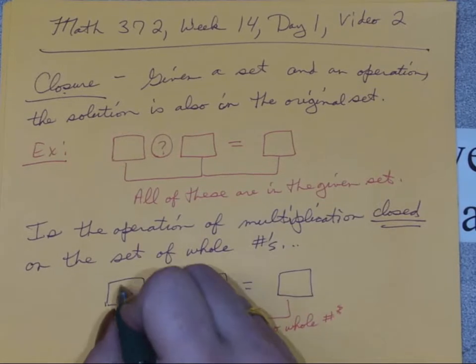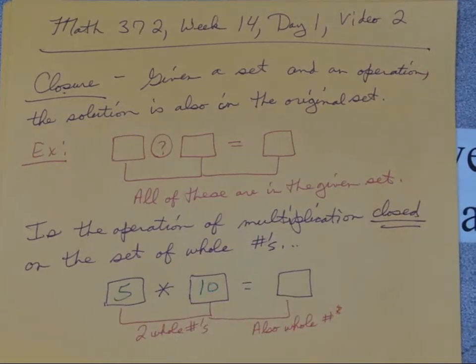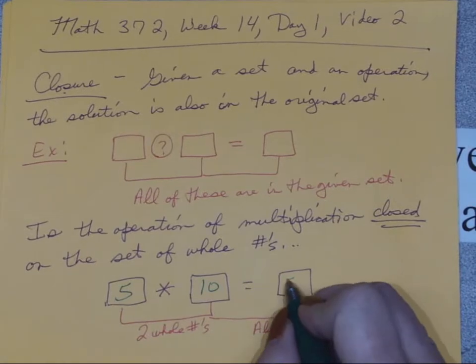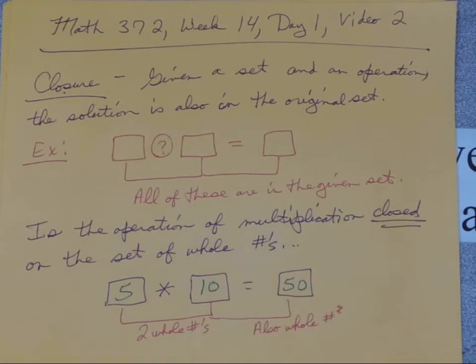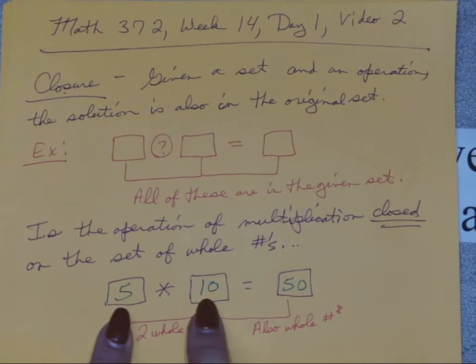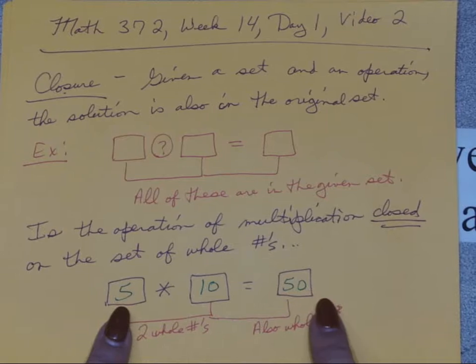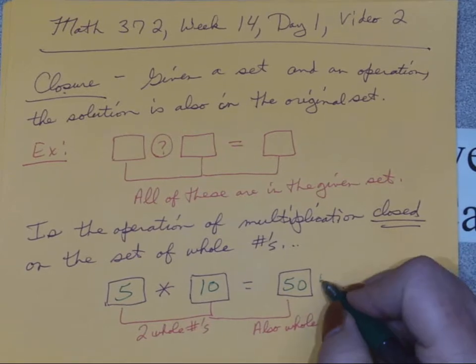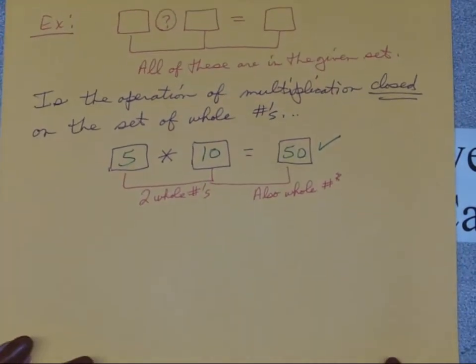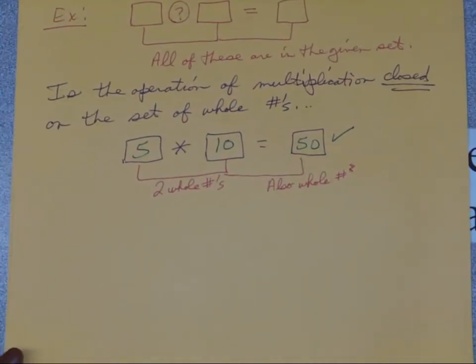Okay, so my example is a 5 and a 10. 5 times 10 would give me 50. And I say to myself, are 5 and 10 both whole numbers? I better start with whole numbers because that was the set I was given. The answer is yes. And is my solution here also a whole number? And the answer is yes. So that's working for me. So I feel like I'm doing a pretty good job here with the closure.